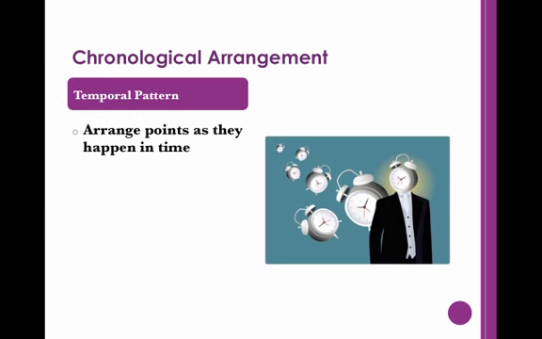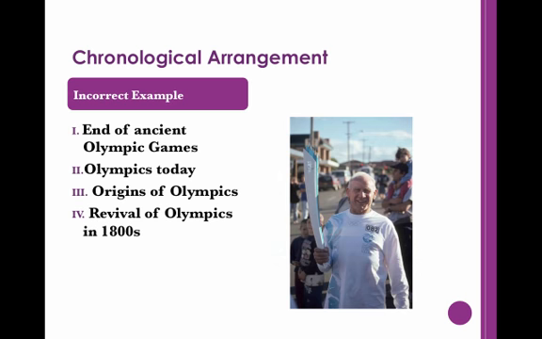The first type of pattern we're going to talk about is the chronological pattern of arrangement, also known as the temporal pattern. This pattern arranges events as they happen in time. Let's say you are giving a speech about the Olympics. You wouldn't order your points as the end of the ancient Olympic Games, Olympics of today, the origins of the Olympics, and revival of the Olympic Games in the 1800s. This would be difficult for the audience to follow, and it's not the natural, logical order of things.